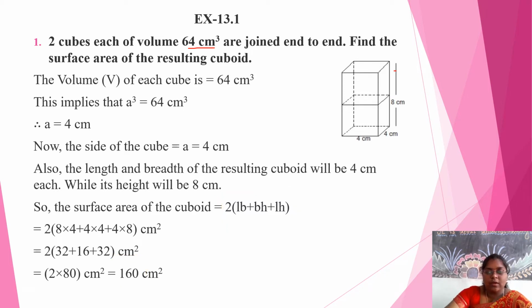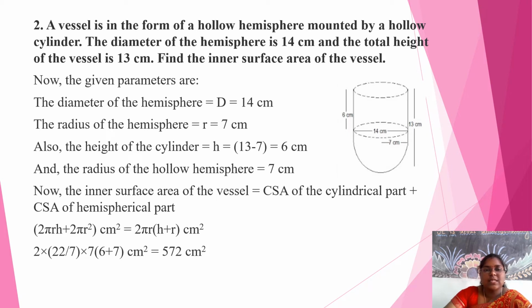Now our second question is: a vessel is in the form of a hollow hemisphere mounted by a hollow cylinder. See the figure carefully, then you will be able to understand. It is a vessel, right? Hollow hemisphere. See, this particular area shows the hemisphere mounted by a hollow cylinder. It is mounted by a cylinder. A cylinder is here.